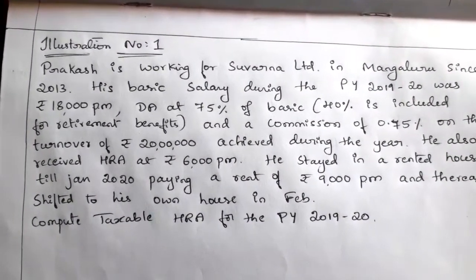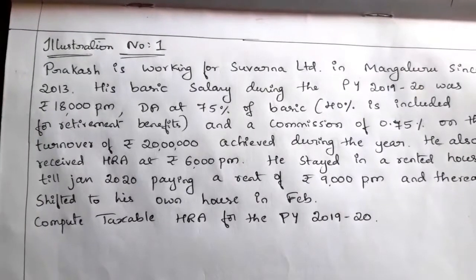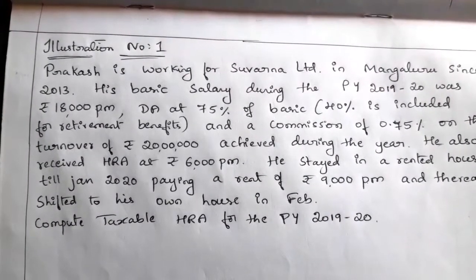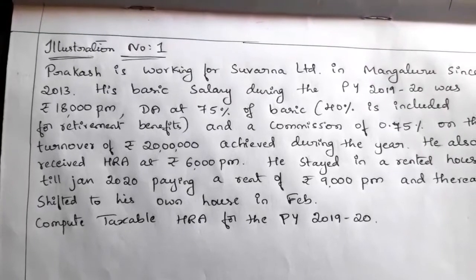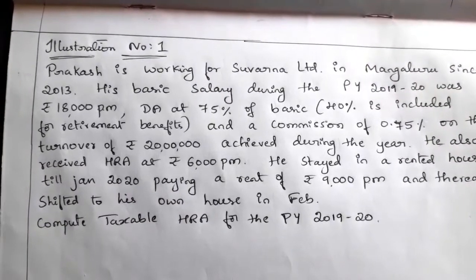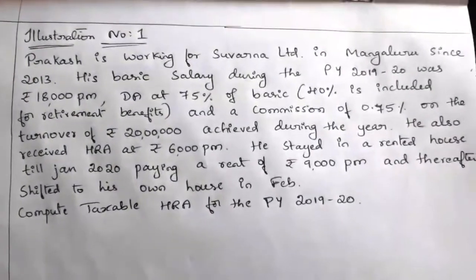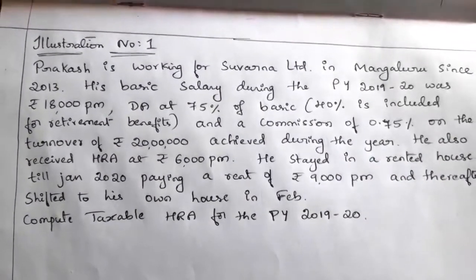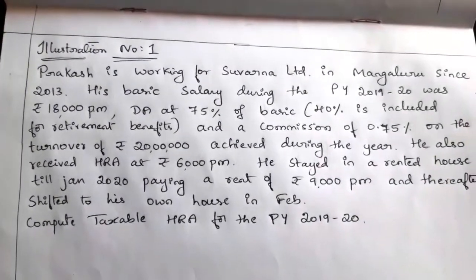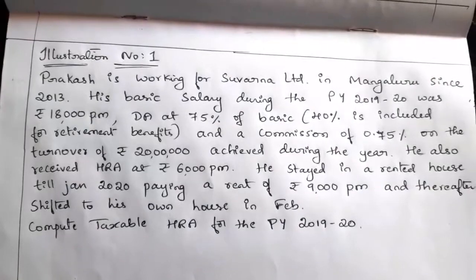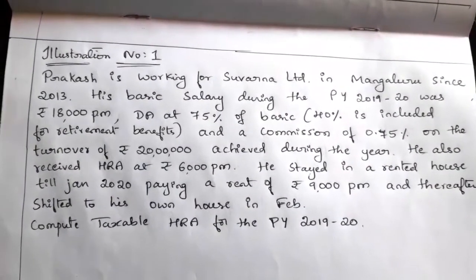He stayed in a rented house till January 2020, paying a rent of rupees 9,000 per month, and thereafter shifted to his own house in the month of February. Compute taxable HRA for the previous year 2019-20. So with this information we have to compute the taxable HRA.